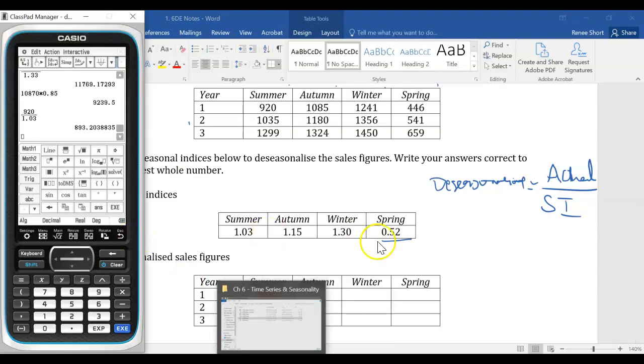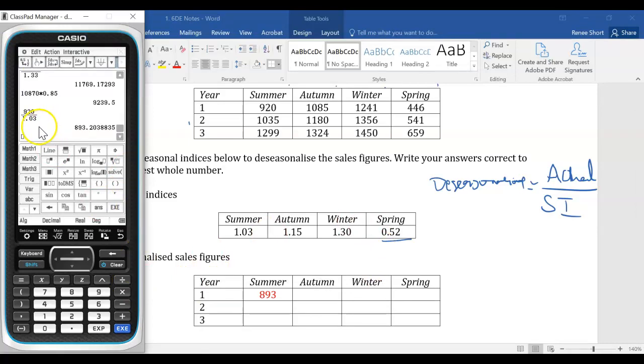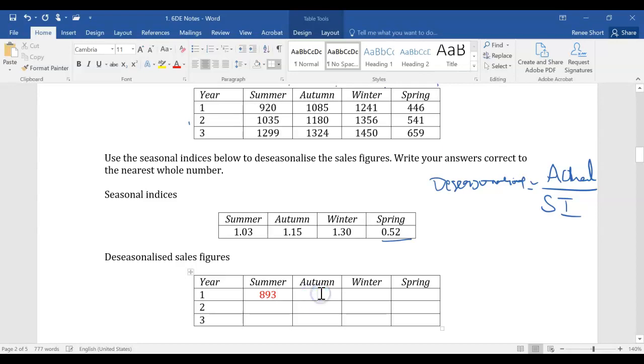We need to rinse and repeat that. If we keep working across year one, for autumn we're going 1,085 divided by 1.15, because that was the seasonal index for autumn. It's really important that for each figure, you pick the seasonal index for that quarter. So 1,085 divided by 1.15 reduces our amount to 943.